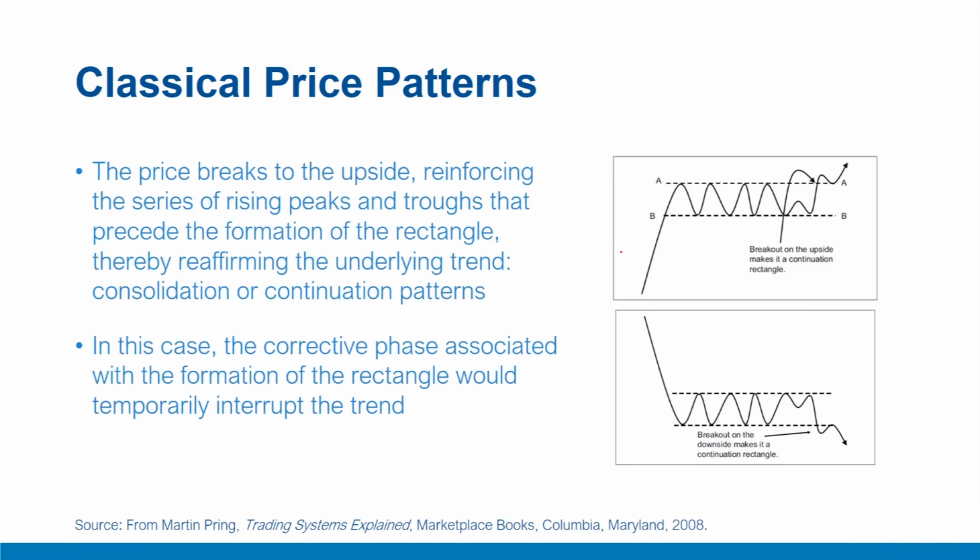Notice in the diagram here, the price breaks to the upside, reinforcing the series of rising peaks and troughs that precede the formation of the rectangle. So after this rectangle, there is a breakout to the upside, thereby reaffirming the underlying trend. In this case, the corrective phase associated with the formation of the rectangle would temporarily interrupt the bull market. So there's a temporary interruption. Such formations are referred to as consolidation or continuation patterns. So there's a continuation of the earlier trend from before that transitionary phase.